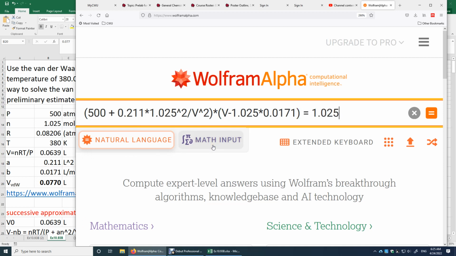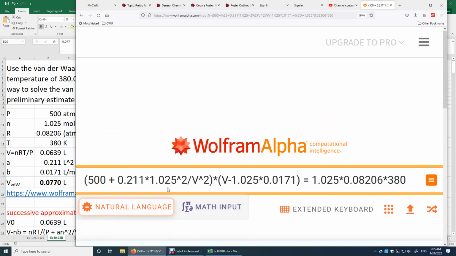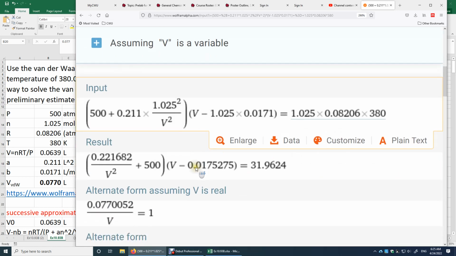The number of moles is 1.025 times R times temperature 380, and you hit enter, you're done. Or you click this equal sign, you're done. Wolfram Alpha will compute everything. Well, it shows you the setup of the equation. Of course, there's no unit here. You need to keep those units in your mind. This is in atm. This whole thing must also be in atm. This is in liter, so this product must be in liter, and then we have nRT over here.